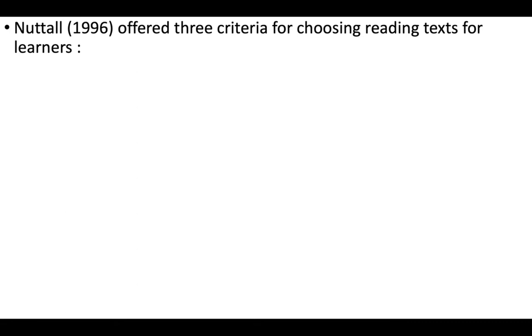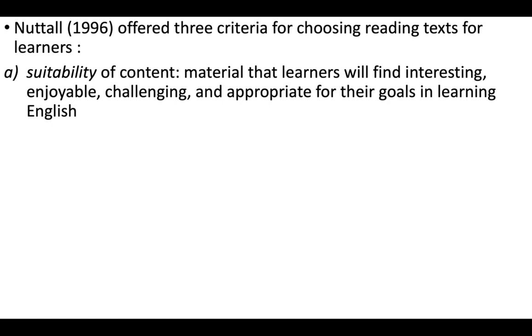Okay, so Nation offered three criteria for choosing reading texts for your learners. So what type of text do you have to use in the classroom? It's a text that is suitable in content: material that the learners will find interesting, enjoyable, challenging, and appropriate for their goals in learning English. For the higher level, we already have a list of topics that you can use within your classroom, and also for the ordinary level, we have a list of topics that you can cover within your reading text.